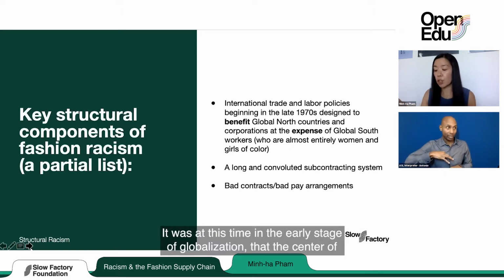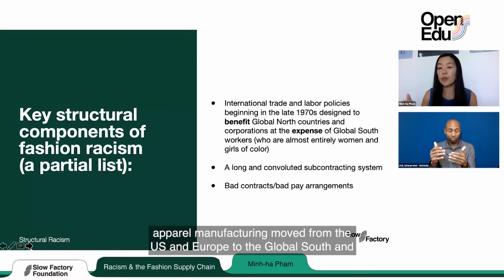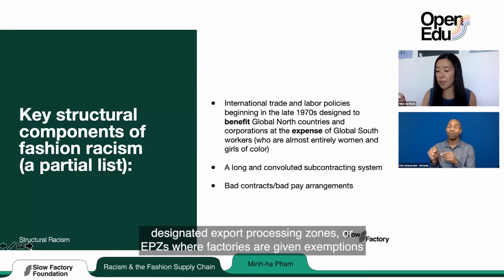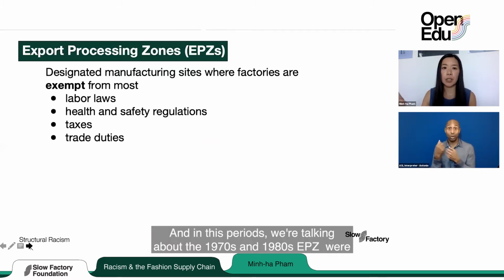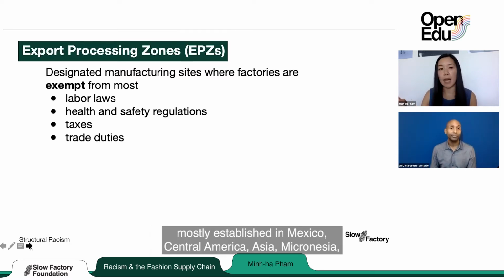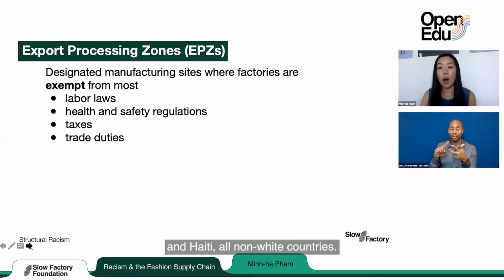It was at this time in the early stage of globalization that the center of apparel manufacturing moved from the US and Europe to the global South in designated export processing zones, or EPZs, where factories are given exemptions from most labor laws, health and safety regulations, taxes, and trade duties. And in this period, so we're talking about the 1970s and 1980s, EPZs were mostly established in Mexico, Central America, Asia, Micronesia, and Haiti, all non-white countries.